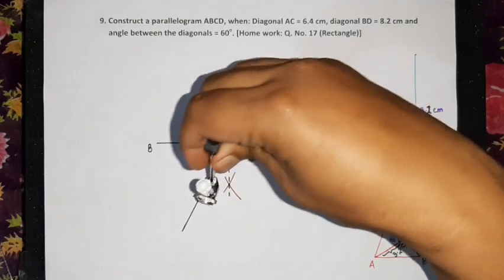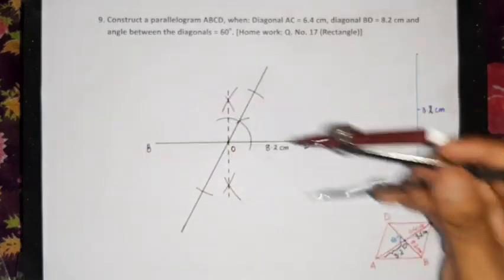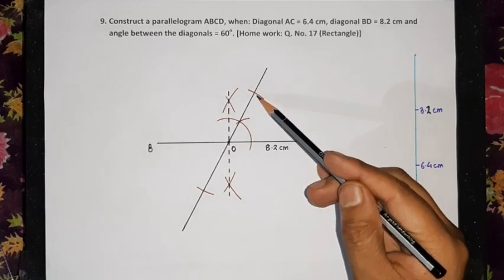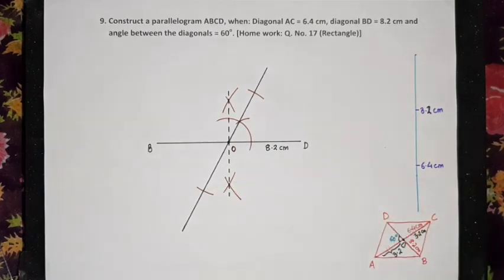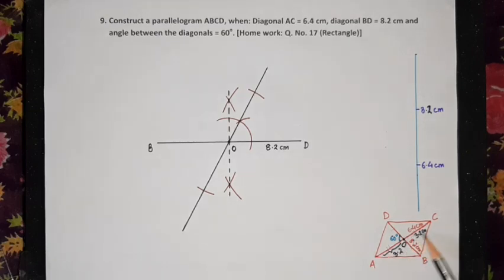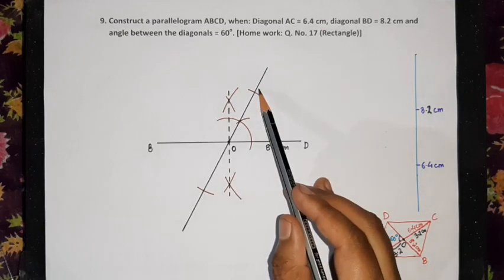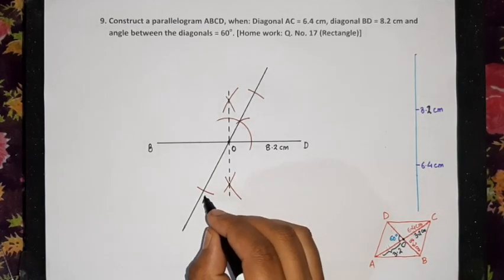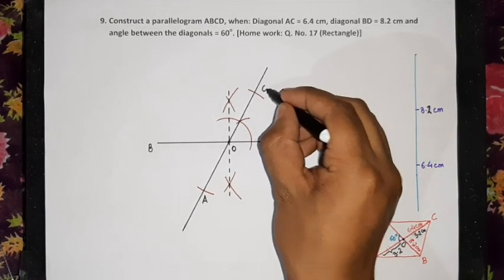From here to here is also 3.2 and from here to here is also 3.2. So you can see 3.2, 3.2. You can write this as A, and if you write this as A, then this has to be C. So let me write this as A and this will be my C.